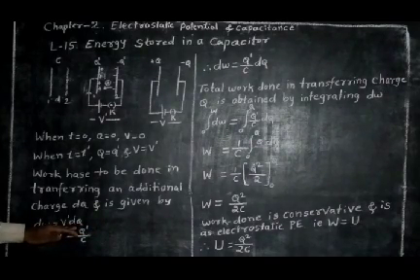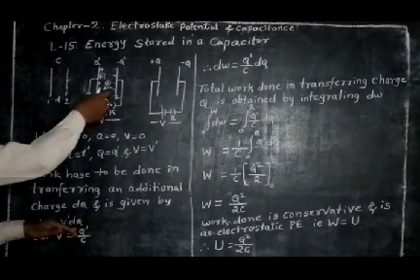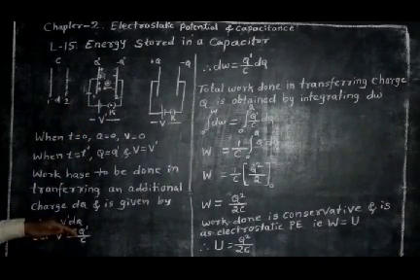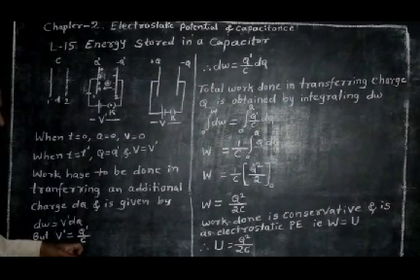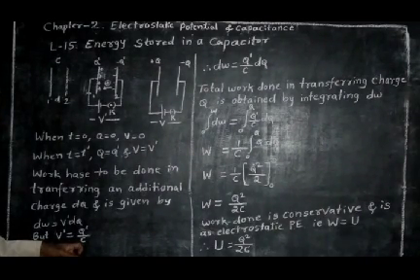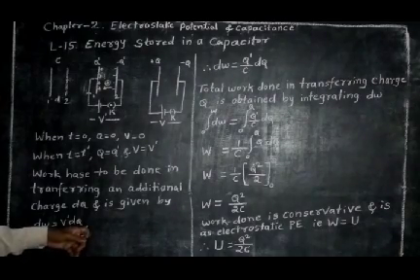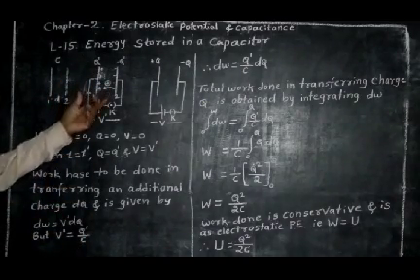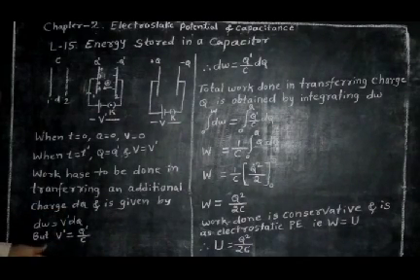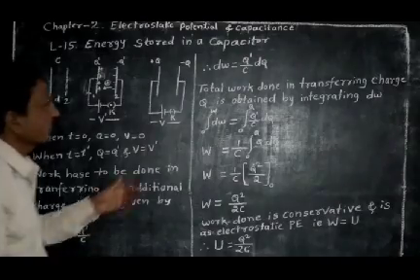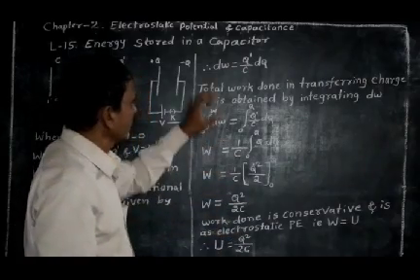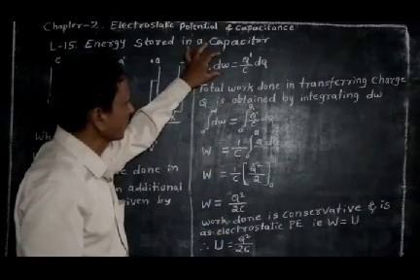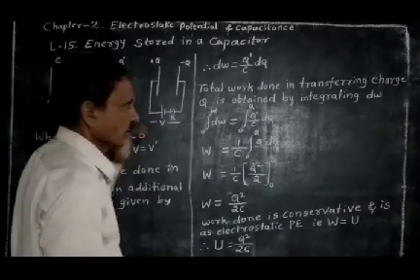Here phi dash is the potential difference between the plates of the capacitor and phi dash is equal to q dash upon C, because we know that C equal to q upon phi. Here q dash is the charge acquired, phi dash is the potential difference, C is the capacitance of the capacitor. Hence, phi dash equal to q dash upon C. Therefore, dW is equal to q dash upon C into dq. This is the small work done in transferring charge from one plate to another plate.